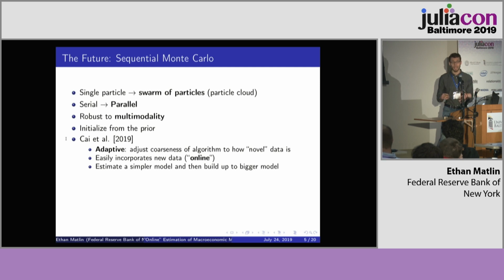And it will spend less time exploring the distribution in times when the data is pretty much the same as it's always been. We also have this online estimation feature where you can start from a previously computed posterior and then just incorporate the new data and update that posterior. And this can also be used to update a very simple model.